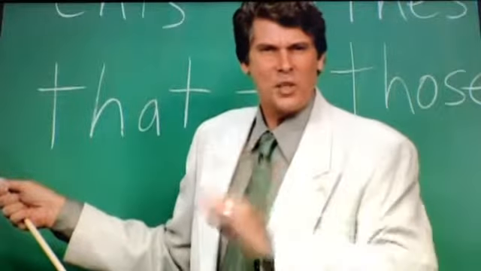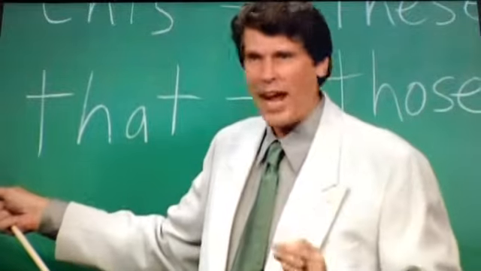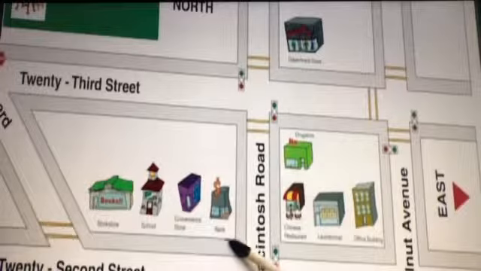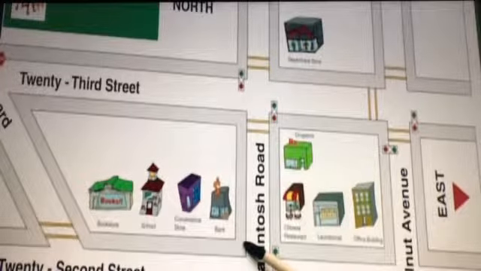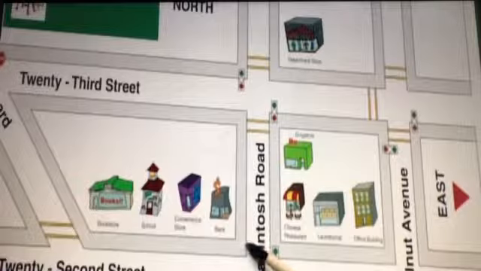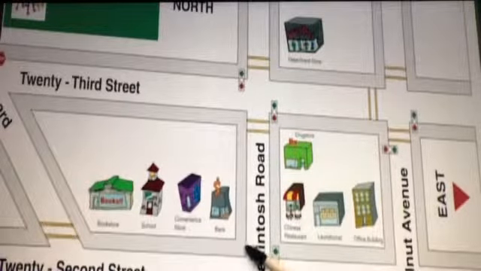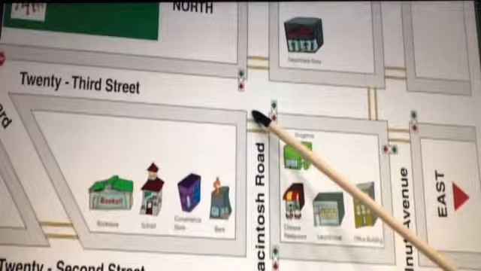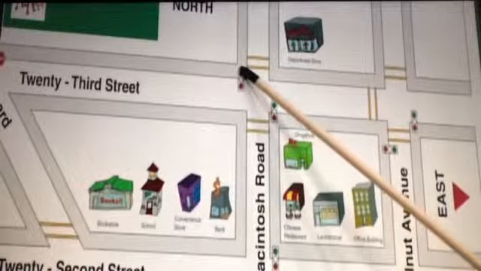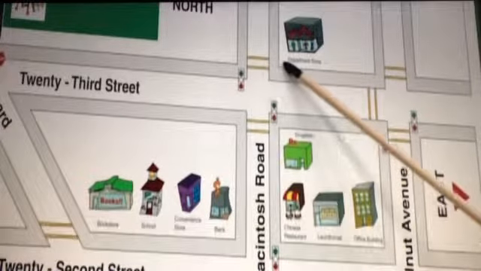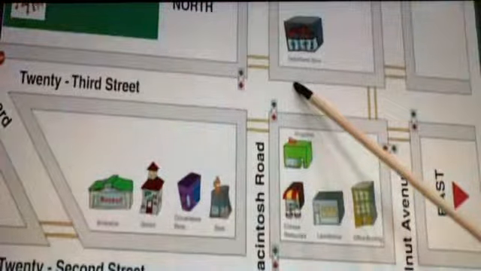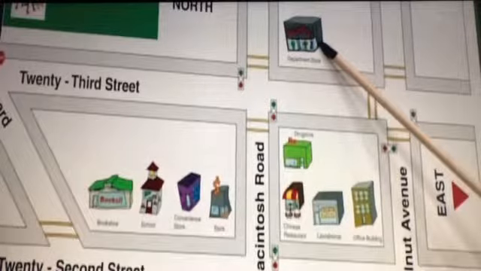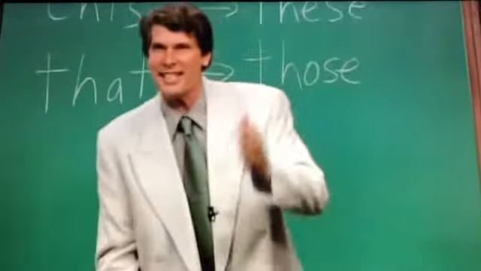Now, let's just check to see if our directions are correct. Turn left, walk east on 22nd Street to the corner of 22nd Street and McIntosh Road. Turn left, walk straight on McIntosh Road to 23rd Street, cross 23rd Street, turn right, and cross McIntosh Road. Yes, the department store is on the corner of 23rd Street and McIntosh Road. Well done. It's not difficult, is it?